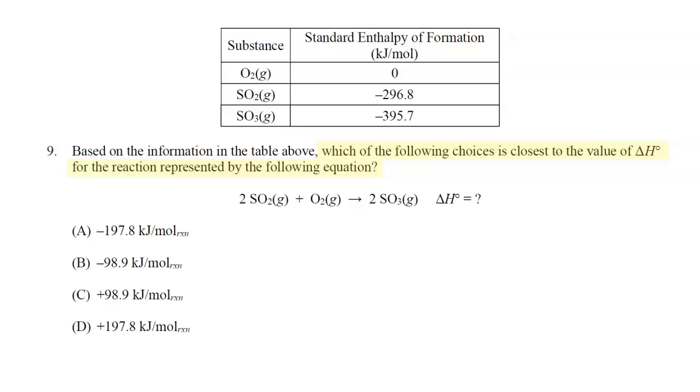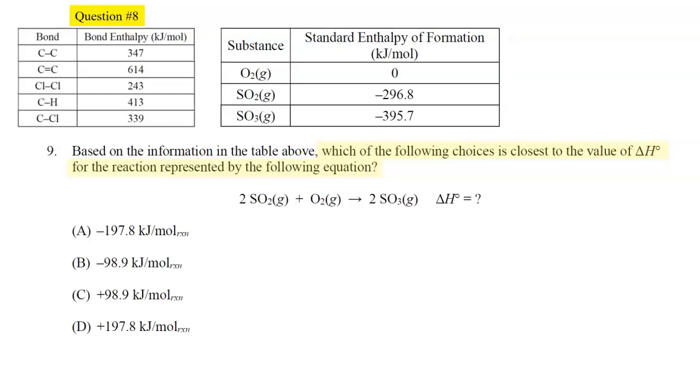Now let's compare the data table here in question 9 with the data table that you were given in the previous question, question 8. Notice that bond enthalpy data is different than the data for standard enthalpy of formation. So because the data is different, that means that the equation that we're going to use to solve this question is going to be different. So we're not going to use bonds broken minus bonds formed.